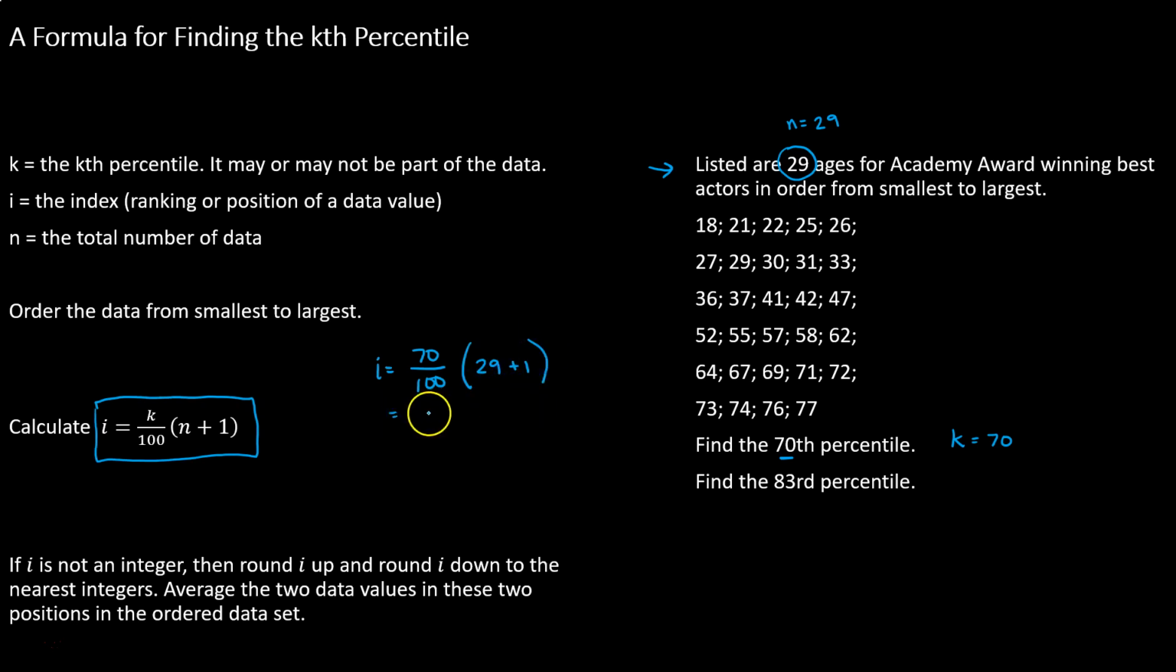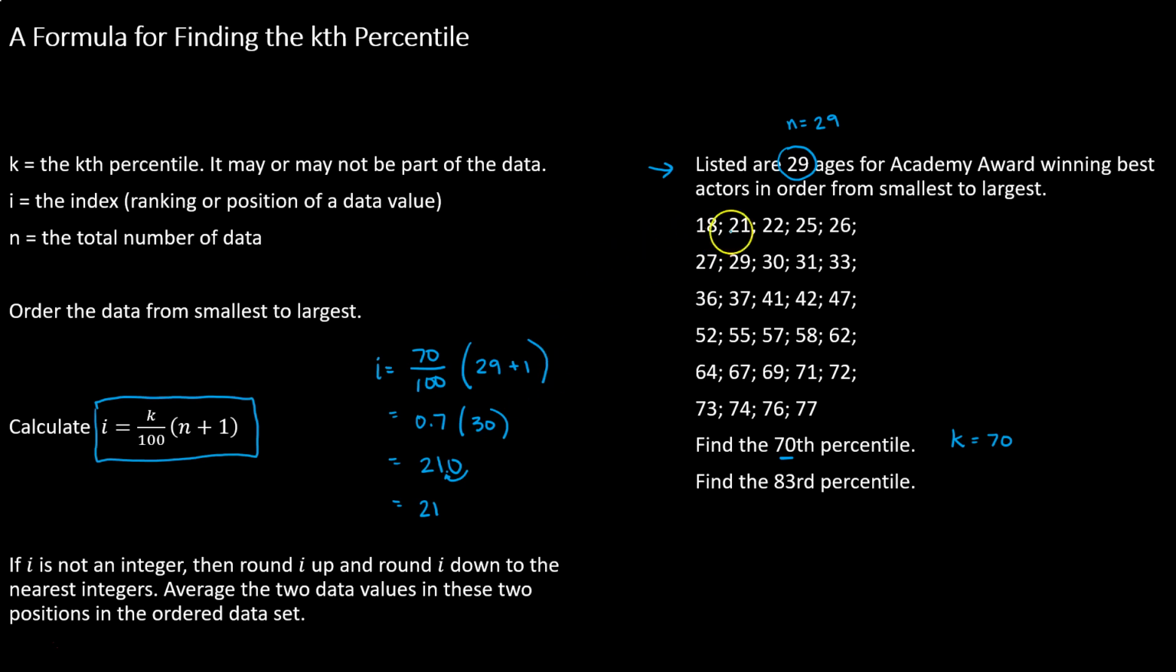Before we type that into a calculator, I recommend simplifying just a hair. 70 divided by 100 turns into the decimal 0.7, and 29 plus 1 turns into 30. We can probably do this calculation in our head. 7 times 3 is 21, but we have 7 times 30, and then we need to take into account the decimal, so I would move my decimal right here. So 0.7 times 30 is 21. That tells us that the 70th percentile is the 21st data value in our data set.